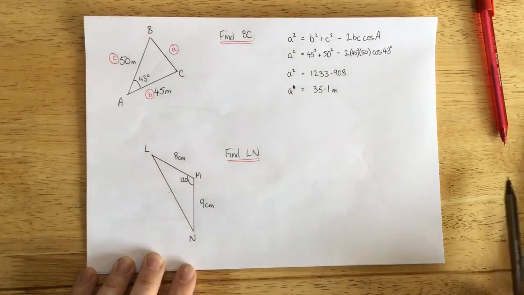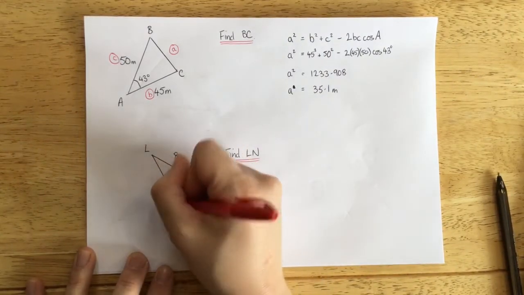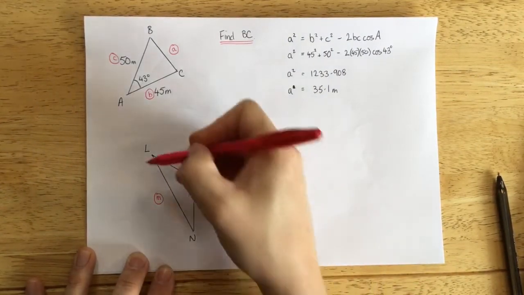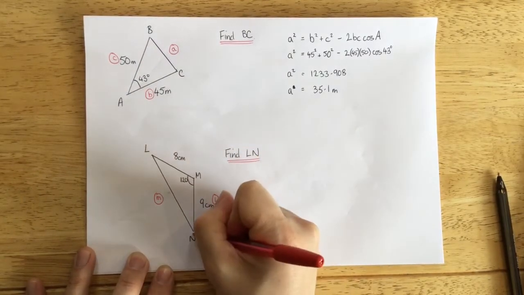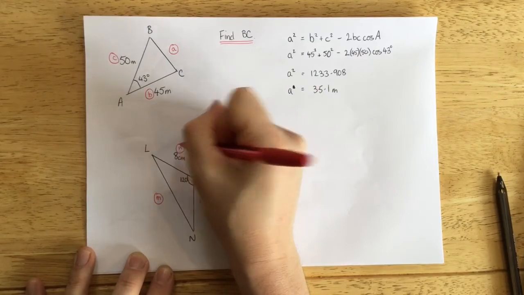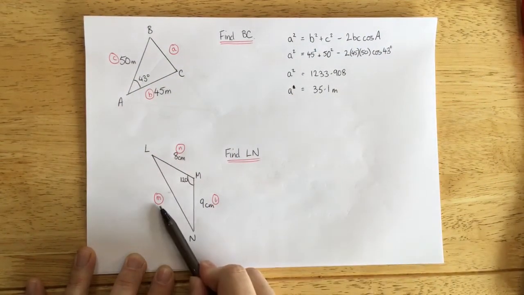Same sort of thing for this second example. First thing, let's label our sides. So this is angle M, so this will be side M, little m over here. This is angle L, so this will be side L. This is angle N, so this is side N. We are asked to find LM, which is side M.